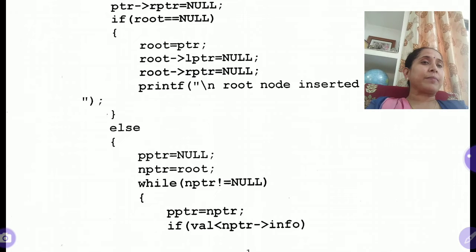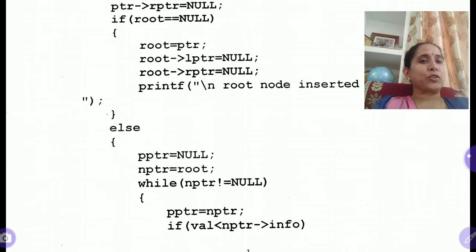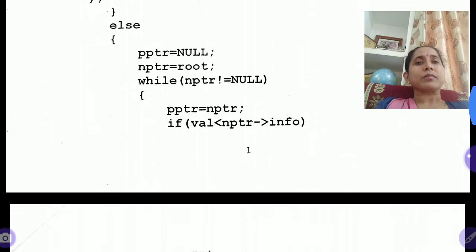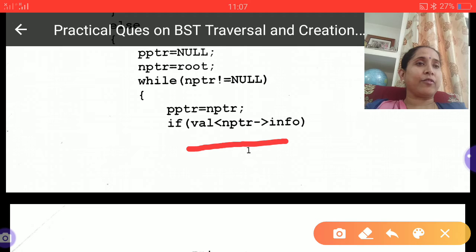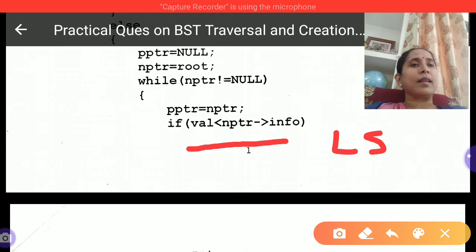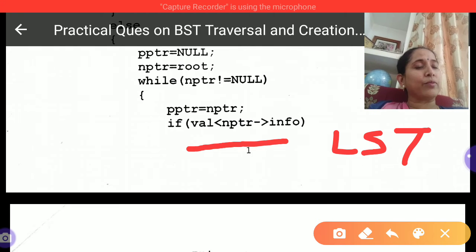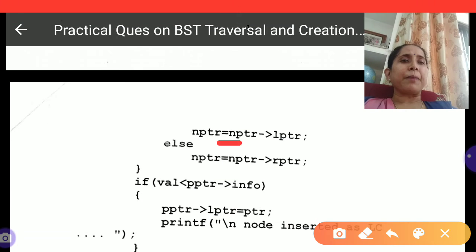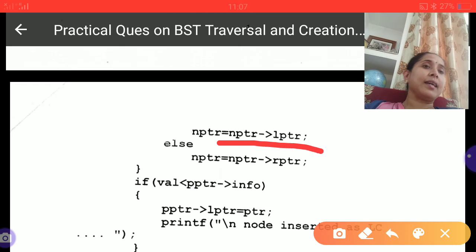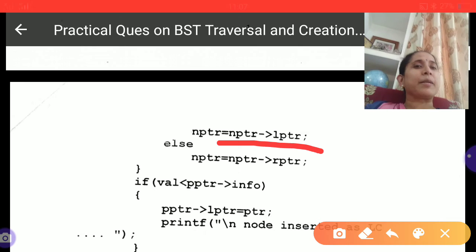Initially PPTR is equals to NPTR, मतलब जो न्यू पॉइंटर है उसका एड्रेस हम पहले प्रीवियस पॉइंटर में डाल देंगे, and then we are going to move. We say if val is less than NPTR का info, means we are moving towards the left subtree. अगर वैल्यू लेसर है रूट नोड के info से, तो we will move towards the LST. So that is why we write NPTR is equals to NPTR का LPTR. That is, NPTR will move towards the left child address. Else NPTR is going to move towards the right child address if it is not less than.